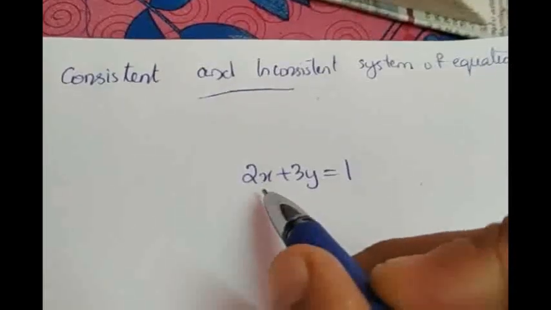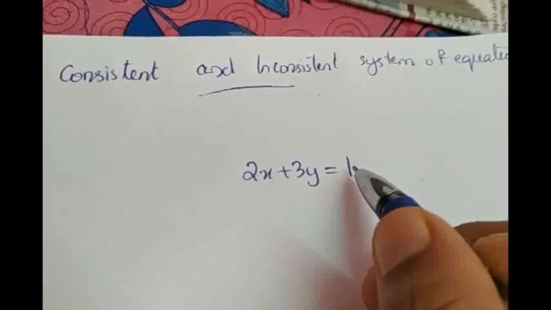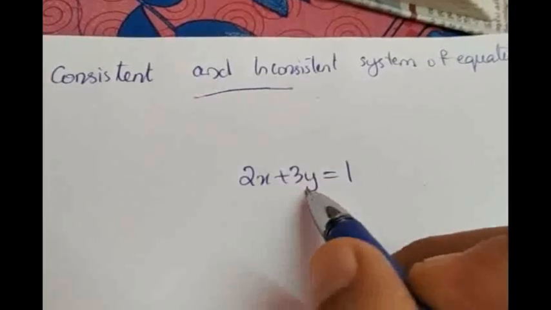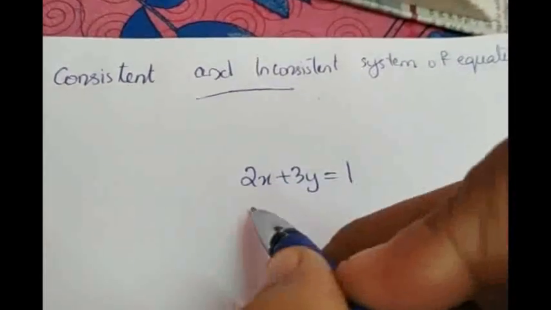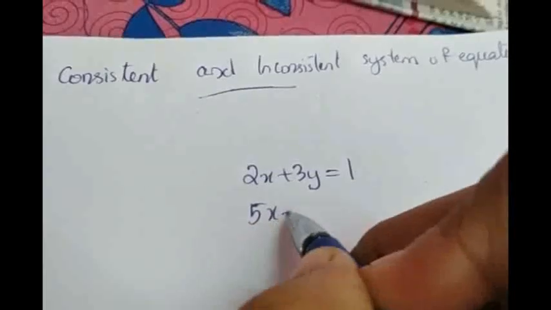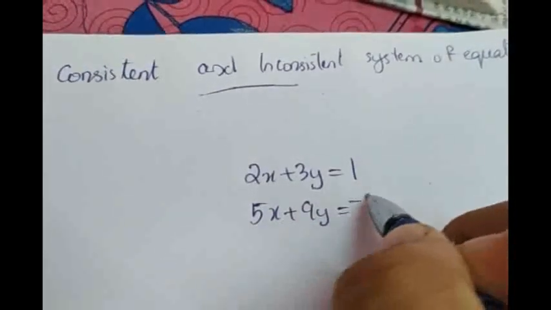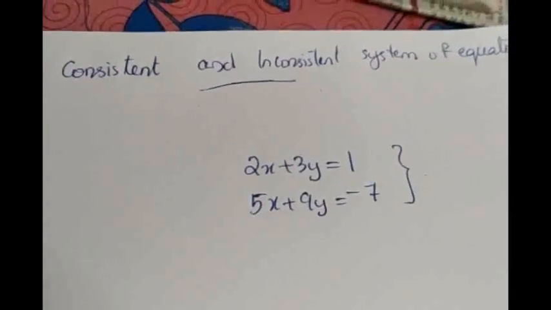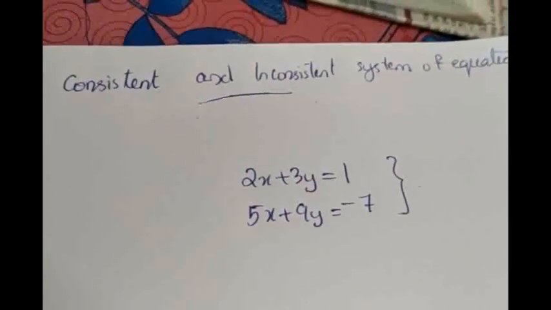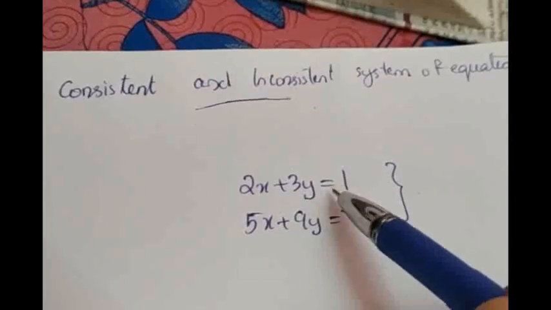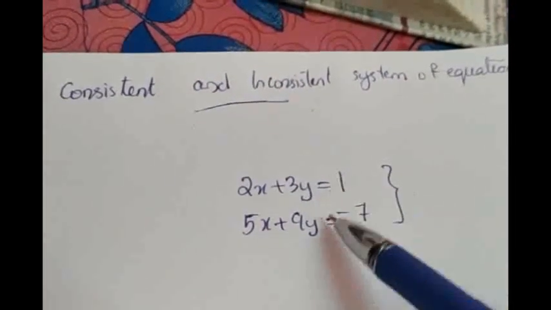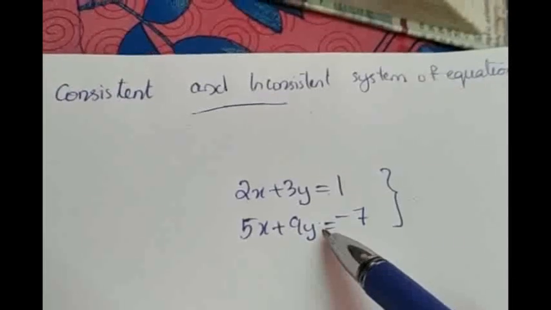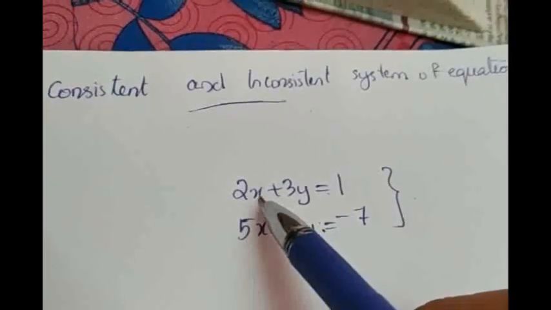To solve for x and y, if only one equation is given, we are not able to solve for x and y. If there are two variables, we require two equations. So I can write another equation as 5x plus 9y is equal to minus 7. Now this is a pair of linear equations in two variables that you have studied in 10th standard. This type of equations is called a system of equations. More than one equation will be there and we have to solve for x and y.